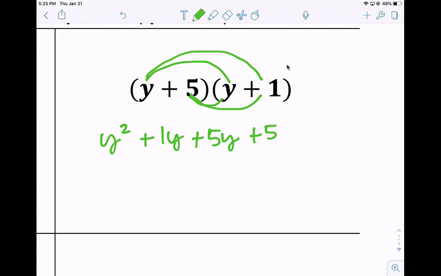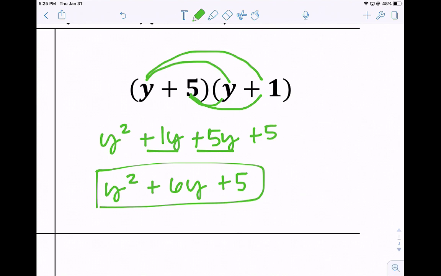So we distribute both of these pieces to both of these pieces. At this point, now we combine like terms. So I have my like terms, 1y plus 5y. Don't have any other y squareds. I don't have any other constants. So I'm just going to add 1y plus 5y, which is going to give me 6y. So y squared plus 6y plus 5.